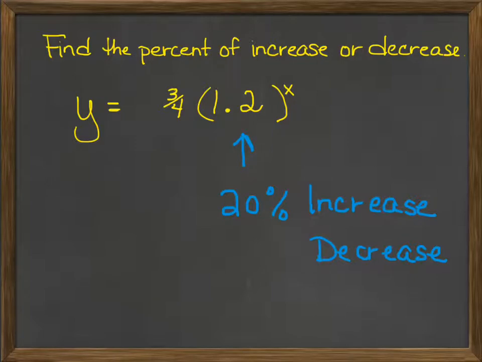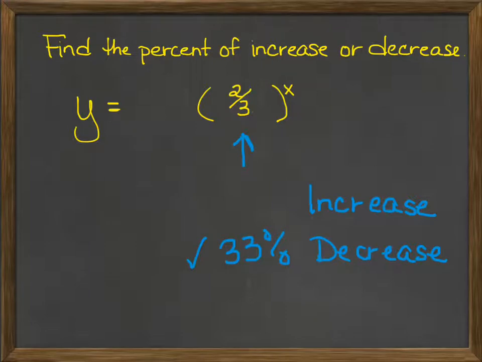Notice the numbers out in the front have no bearing on the increase or decrease. This would be 80% decrease. Convert it. It's equal to 1.5, which would be a 50% increase. It's about 0.666. So it's going to be approximately 33% decrease. Okay.